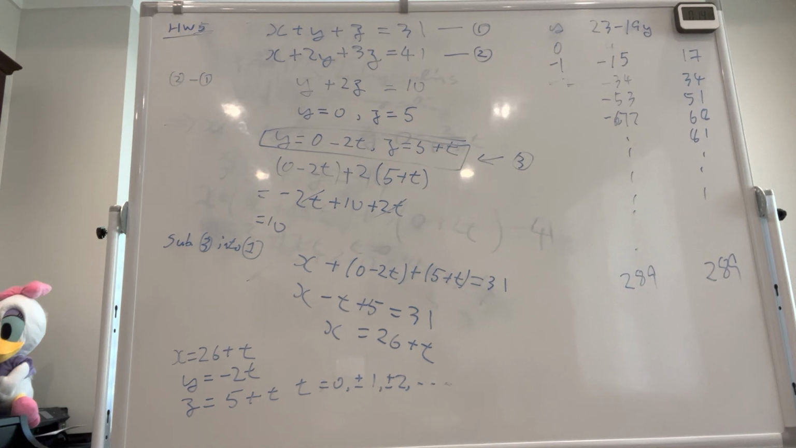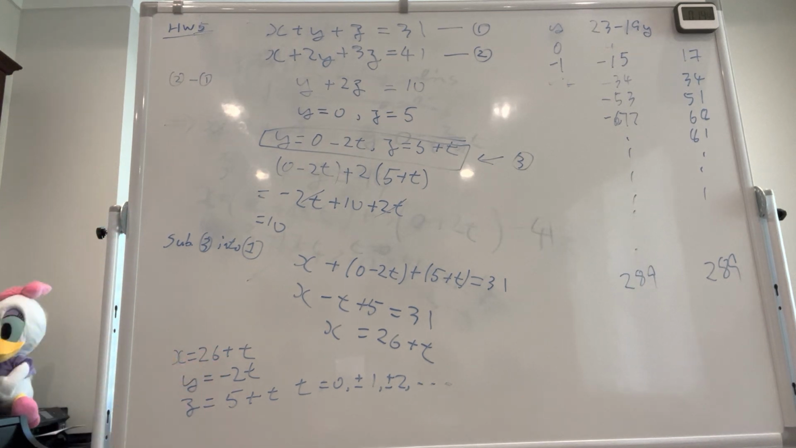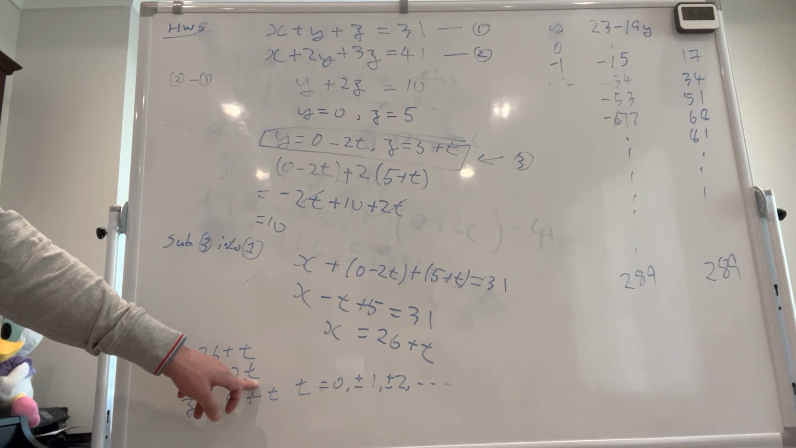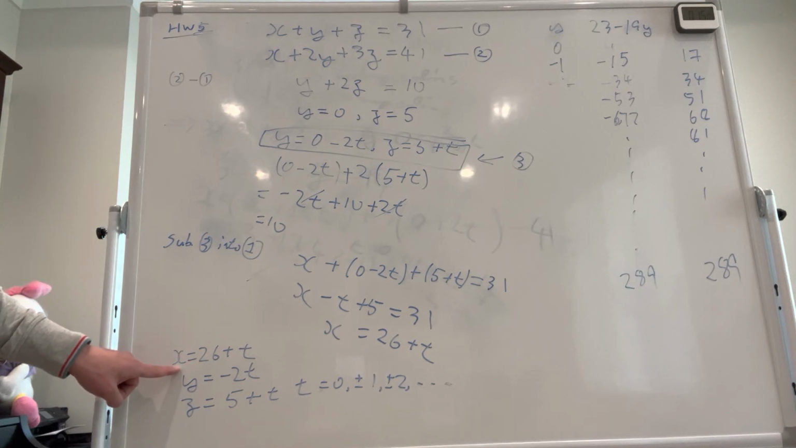That question asks for positive solutions, so I don't think all those values of t would work. Oh, the question asks for a positive solution? Oh, okay. Good point. I didn't read the question. So in that case, let's work it out. So first of all, t has to be a negative number.